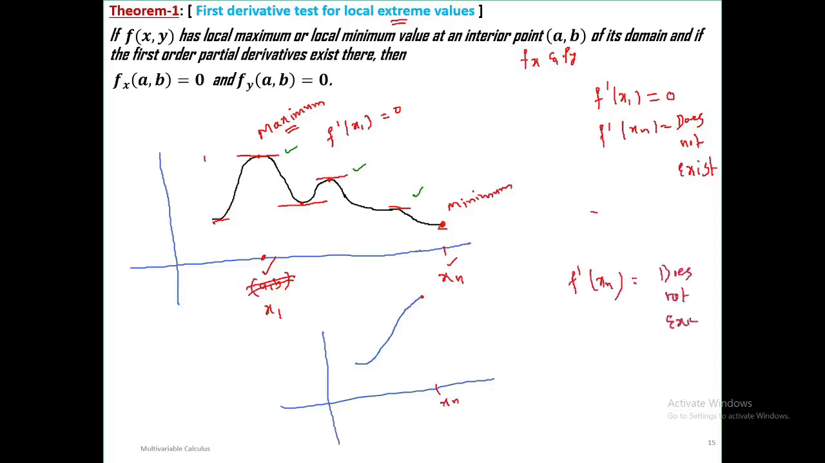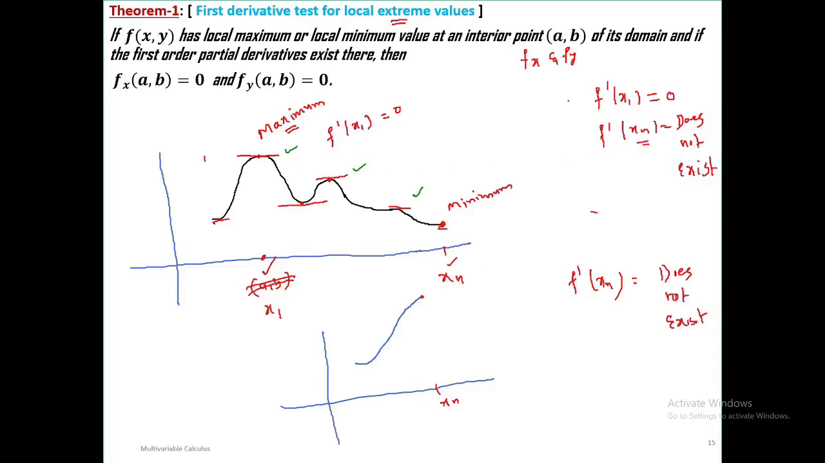Now look at these two cases. Here the derivative does not exist, here also the derivative does not exist, but here a minimum is occurring, and here a maximum is occurring. Therefore, I can say that if the derivative does not exist at some point x0, it is an indication that at that point either maxima or minima occurs.